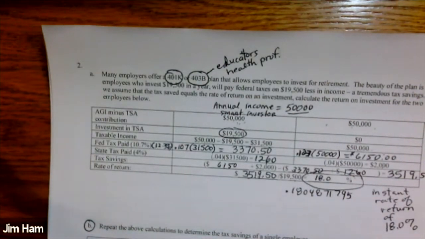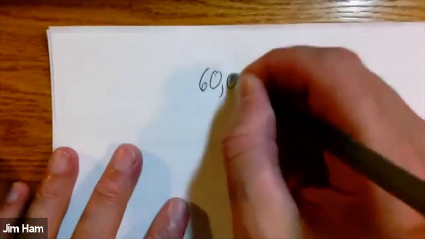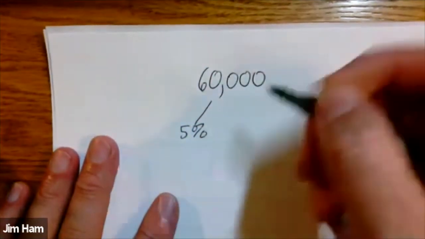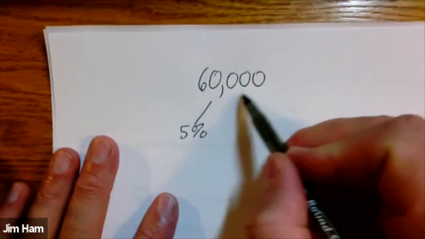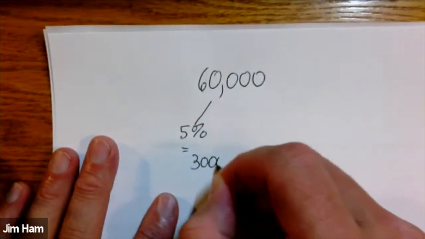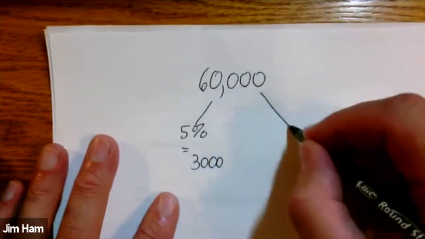So if he's making, let's just take a round number like $60,000, 5% of that, well, 10% is $6,000. So 5% is equal to $3,000.